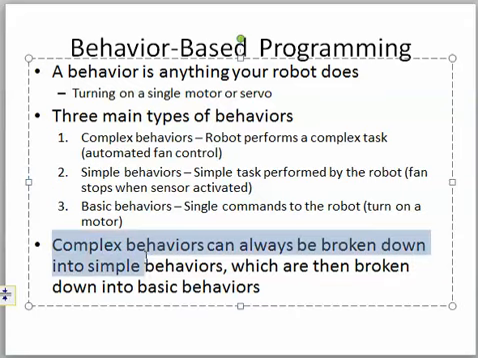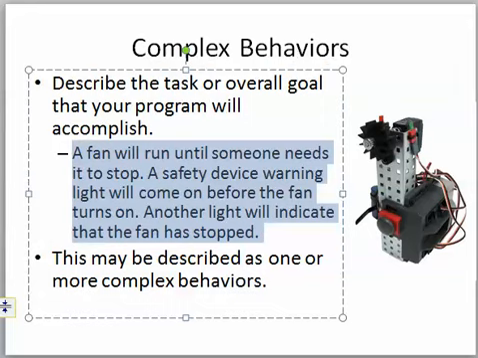Here's a key concept right here. Complex behaviors can always be broken down into simple and then basic behaviors. Example of a complex behavior: a fan will run until someone needs it to stop. A safety device warning light will come on before the fan turns on. Another light will indicate that it's stopped. That'd be a very complicated system.